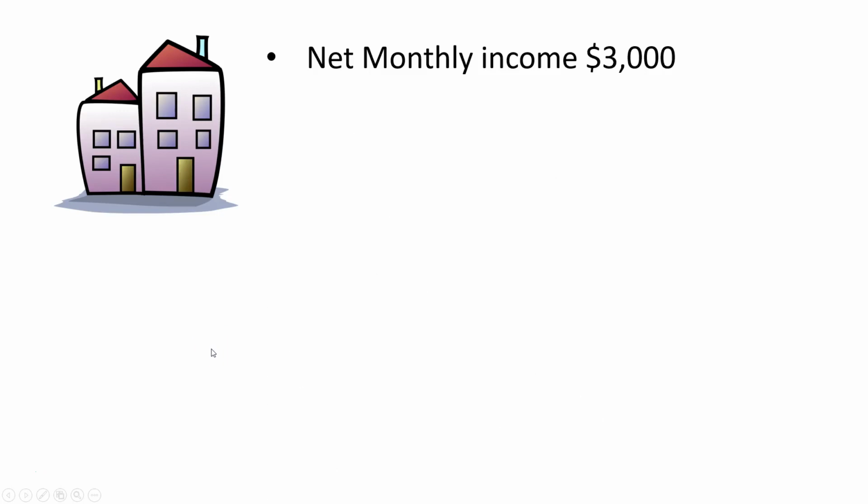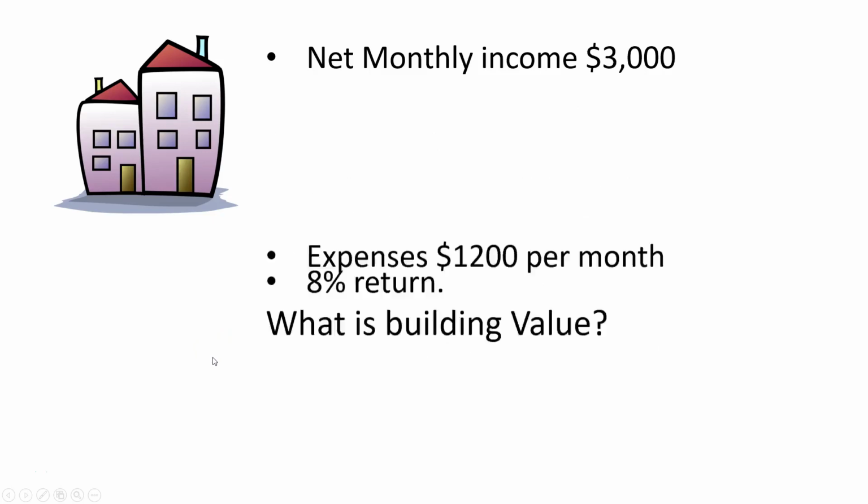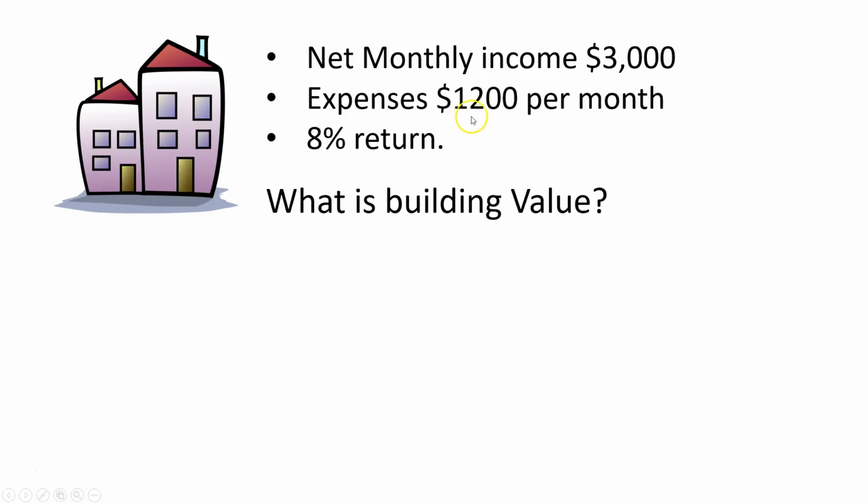Net monthly income of a property. This is once again a PGI down to NOI deal. The expenses are $1,200 per month, 8% return. What is the building value?